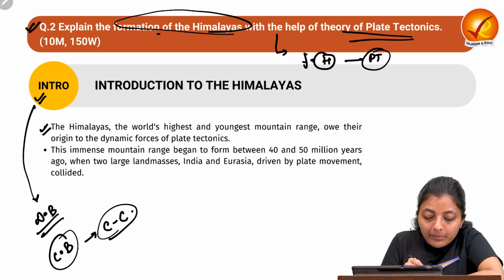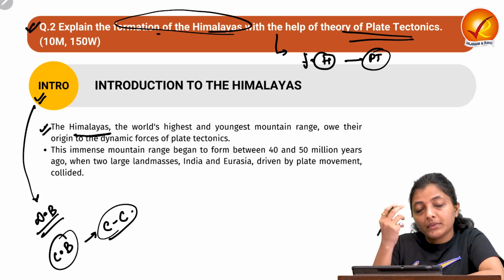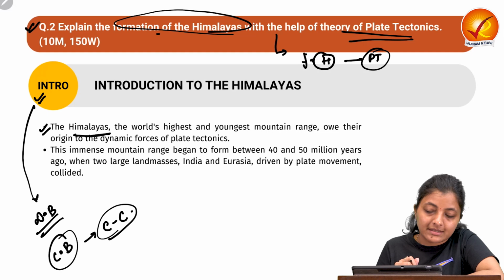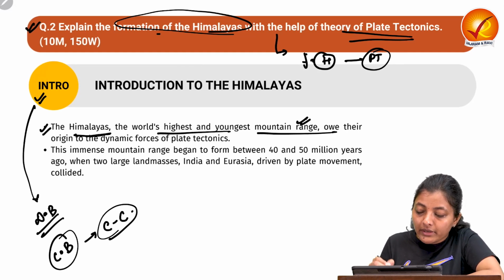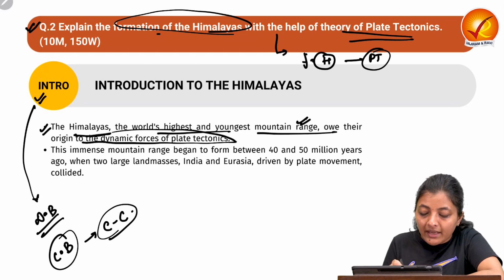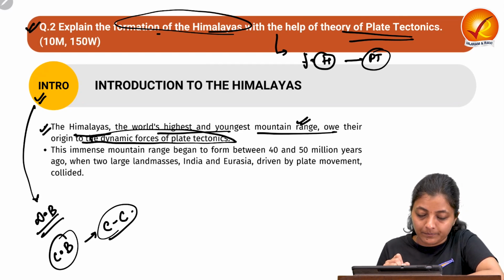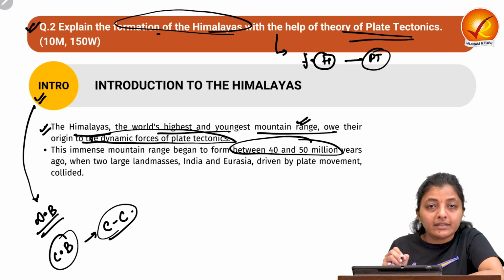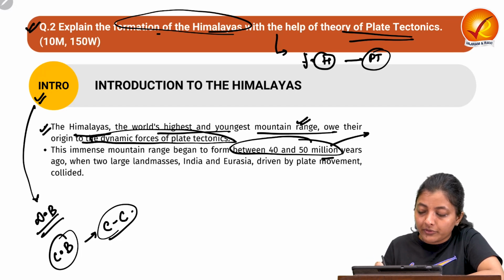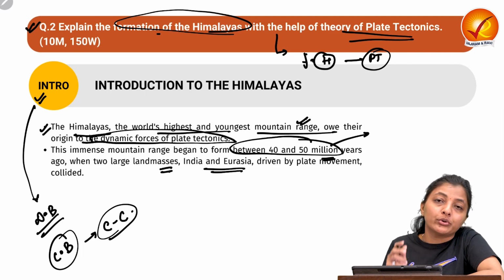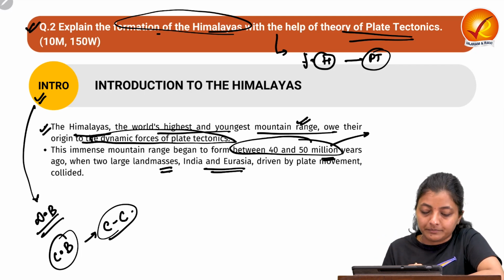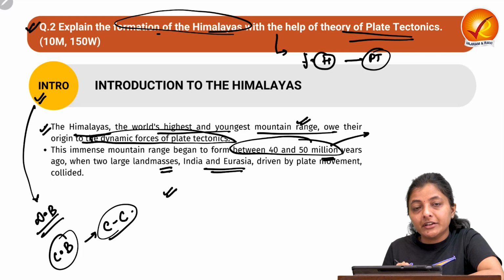Or you can write some description related to the Himalayas. That the Himalayas, the world's highest and youngest mountain range, owe their origin to the dynamic forces of plate tectonics. You can write about when it got started, like 40 to 50 million years ago, when the two large landmasses, India and the Eurasian plate, collided. This way you can write the introduction.